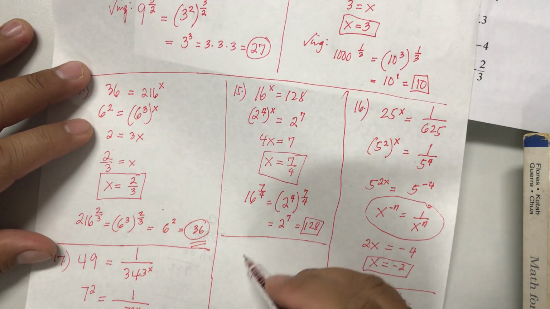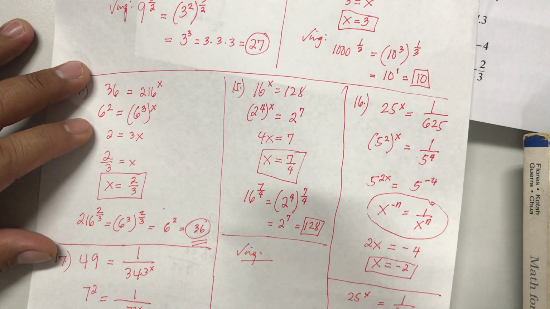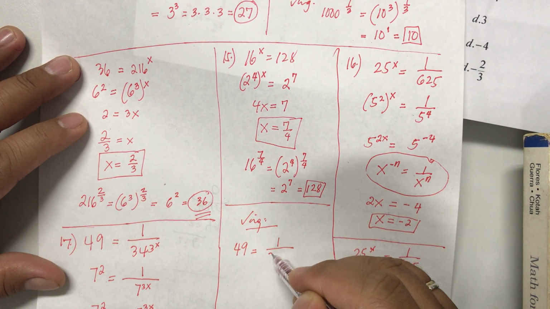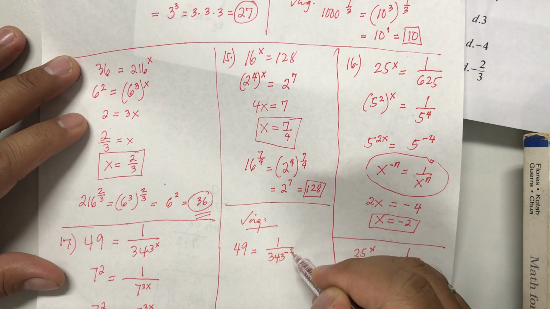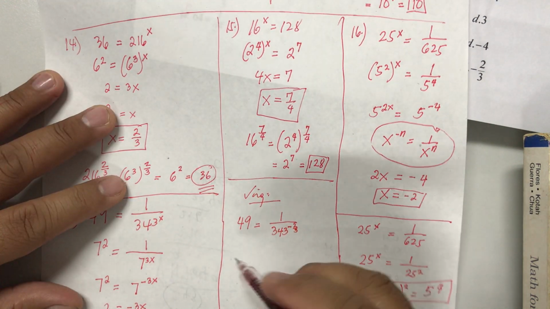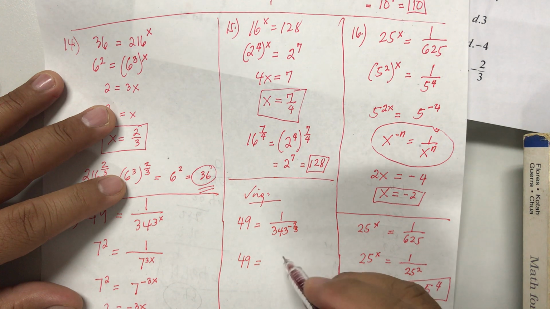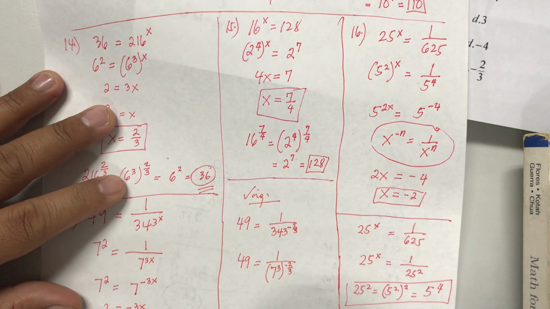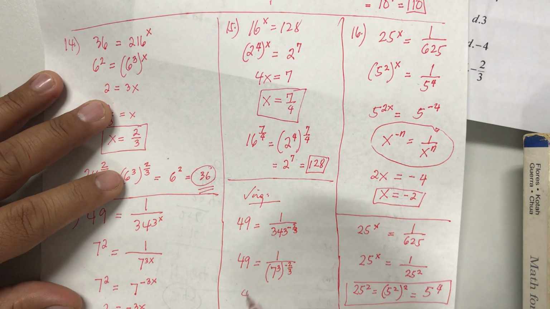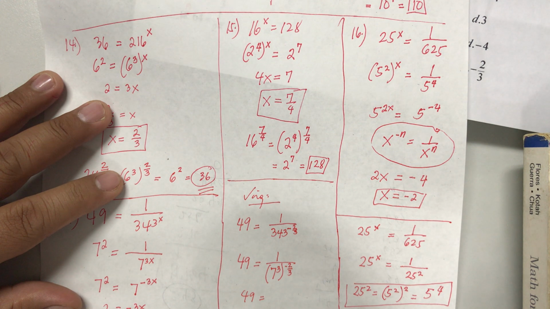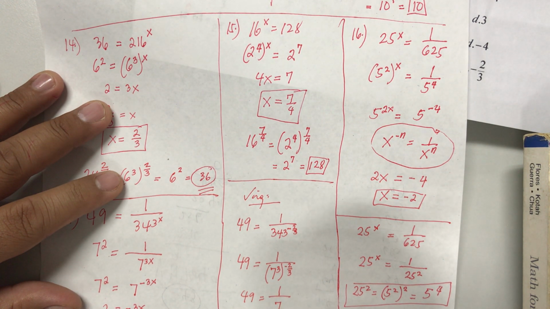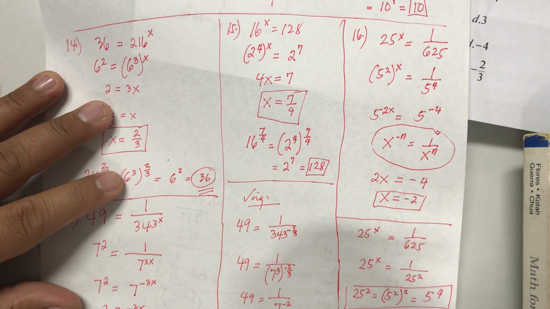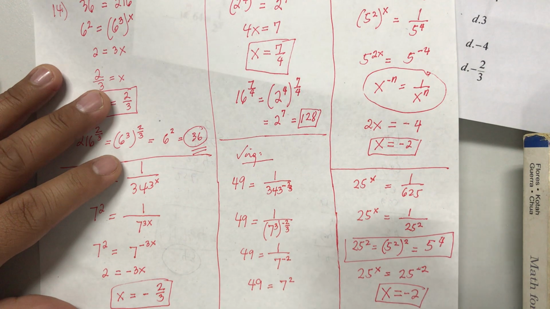How do you check whether your answer is correct? So that's 49 is equal to 1 over 343 raised to the power of negative 2/3. That's 49 equals 1 over 7 cubed raised to the power of negative 2/3. When you multiply the exponents 3 and negative 2/3, it will result to negative 2. Since 3 times negative 2 is negative 6, divided by 3 is negative 2. So 1 over 7 to the power of negative 2 is just like 7 squared, which is equal to 49. And we all know that 49 is equal to 7 squared. That is true.